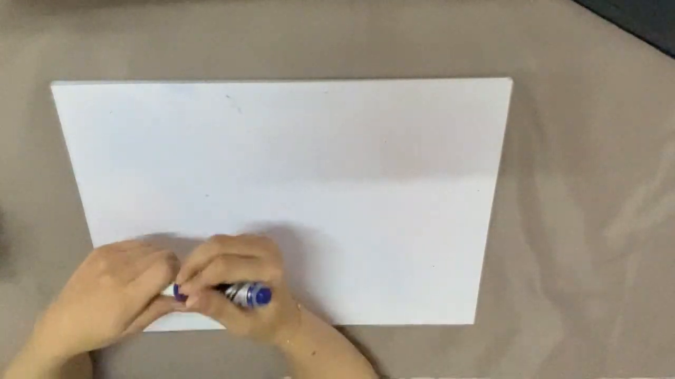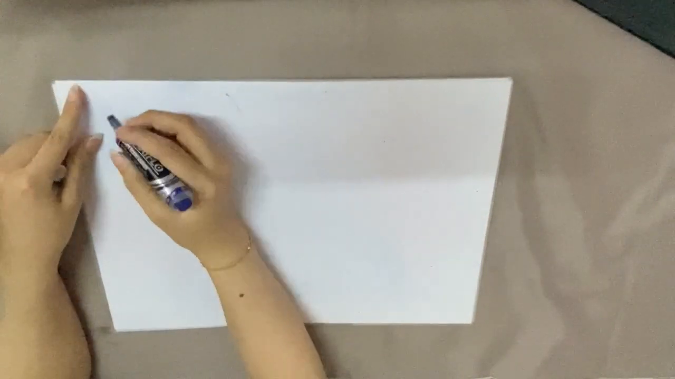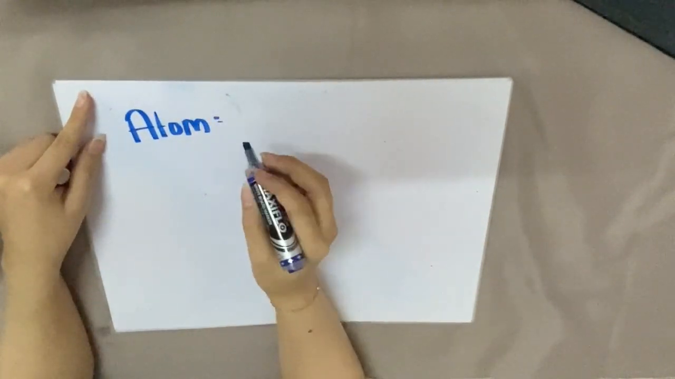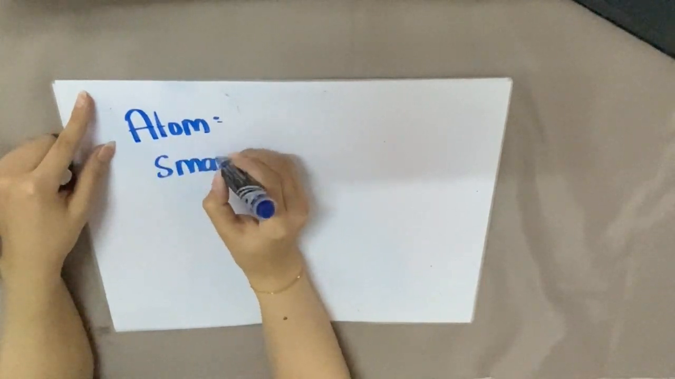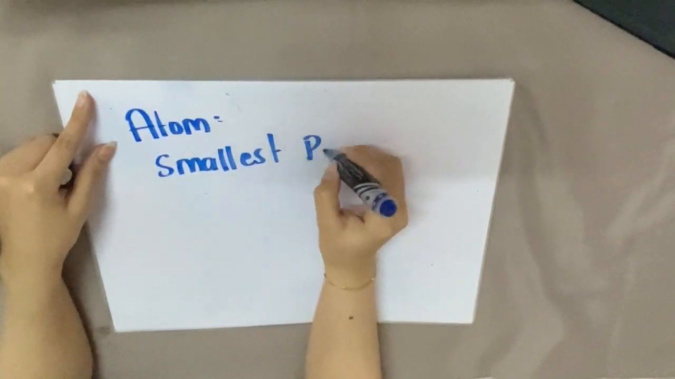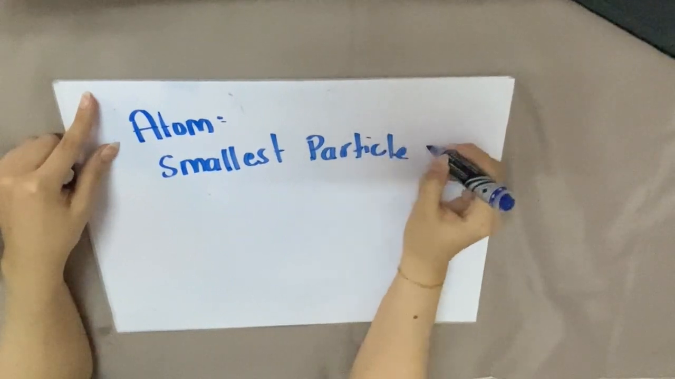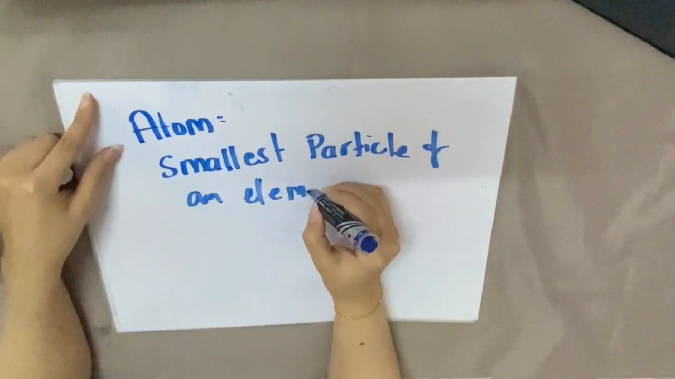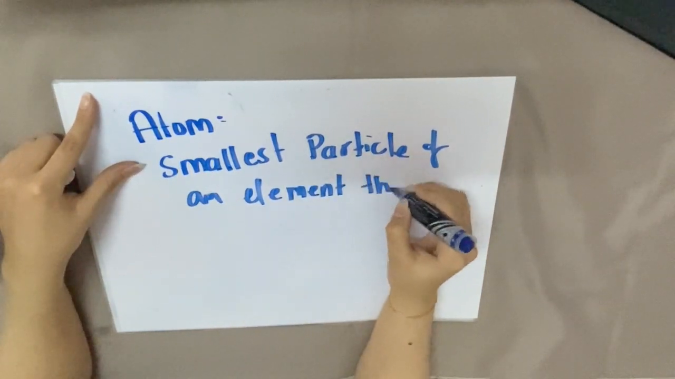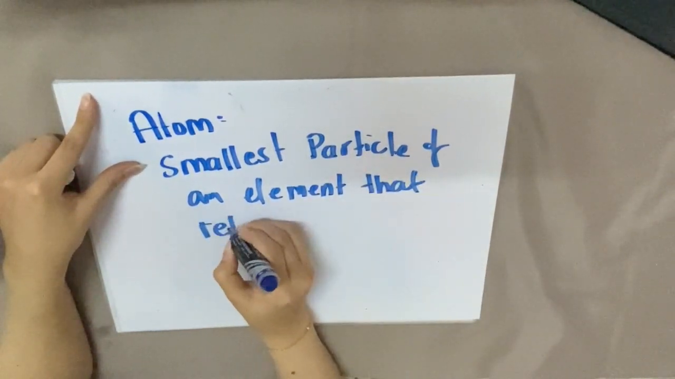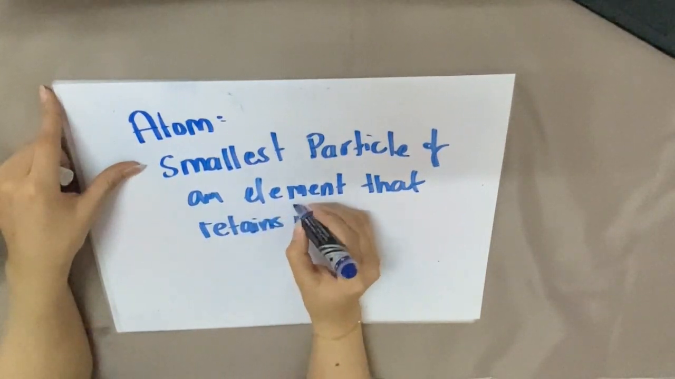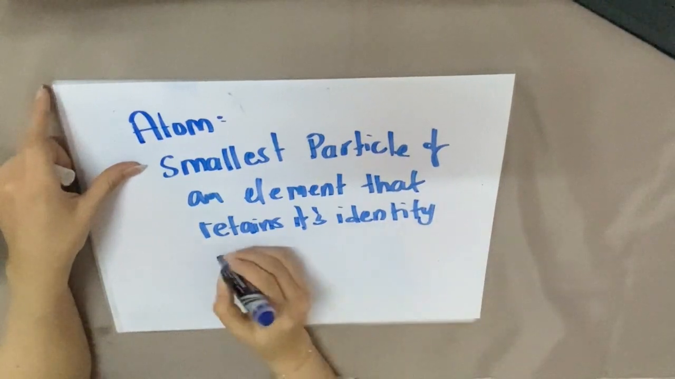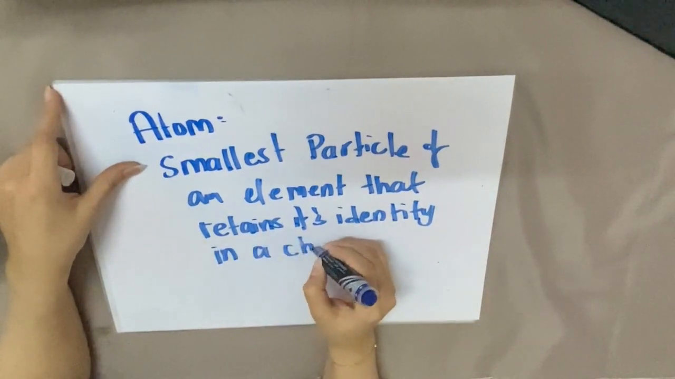Let's first recall an atom, then talk about its components. Last week in section 4.2, we agreed that an atom is the smallest particle of an element that retains its identity in a chemical reaction. There are some parts of an atom. Can you recall them?